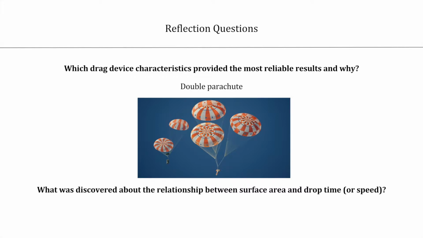The next question was what was discovered about the relationship between surface area and drop time or speed. I discovered that my hypothesis was correct and that the surface area and the drop time are directly proportional based on the data that I collected.